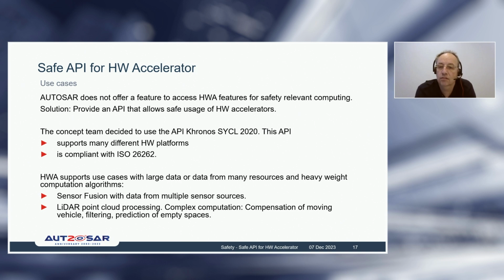So why do we need this for the adaptive platform? We have use cases, for example, sensor fusion with data from multiple sensor sources. This is data-intensive usage. Or LiDAR point cloud computing, that is collecting data from the near environment. This alone is intensive, but to compute it, we also have to consider that the observer, that is the car that collects this data, is moving by itself. So a compensation of the self-moving vehicle must also be considered for the computation of the LiDAR data.